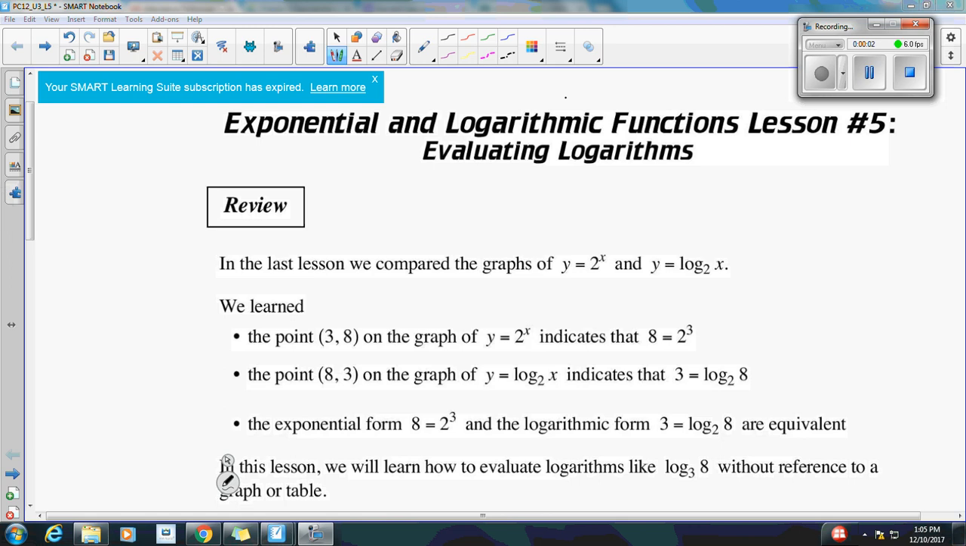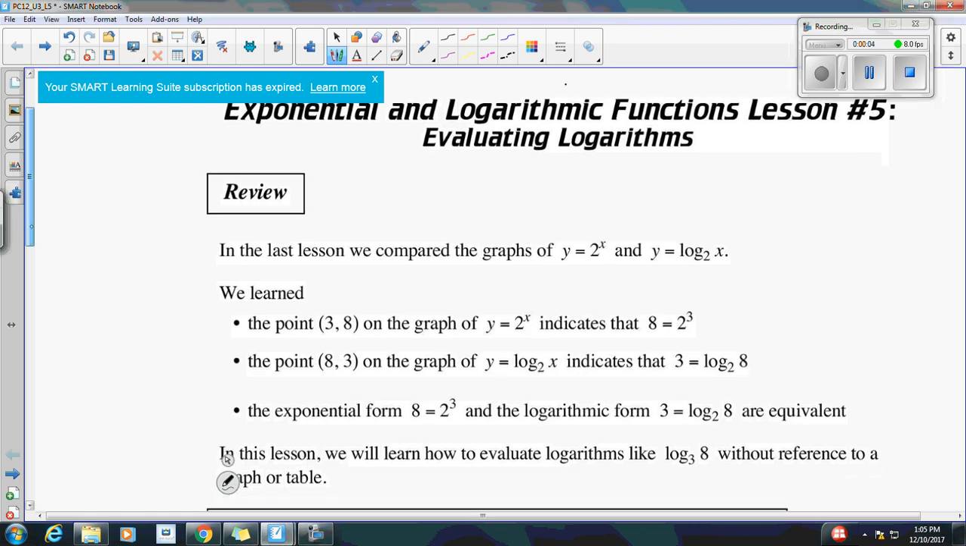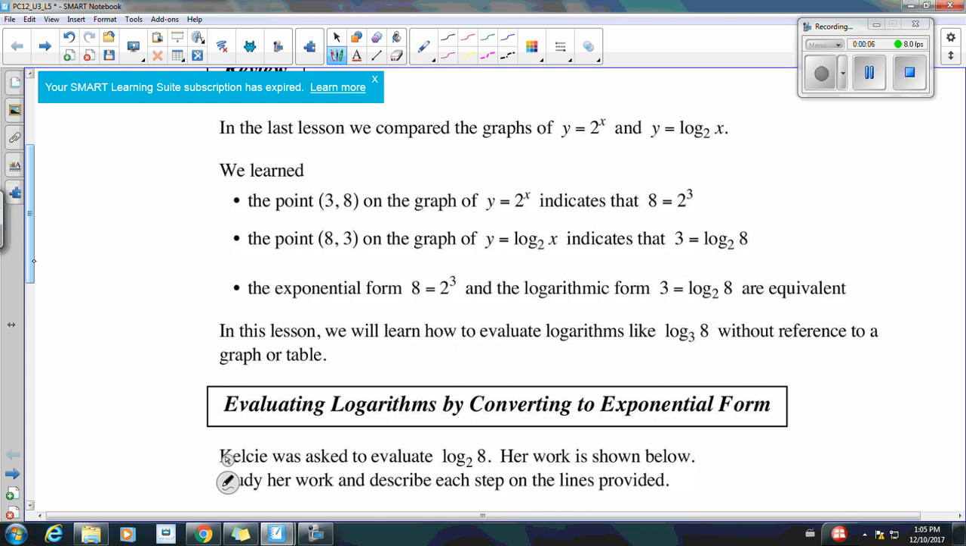Okay, so this is lesson 5, evaluating logarithms. In the last lesson, we compared the graphs of y equals 2 to the x and y equals log base 2 of x. We learned that the point (3, 8) on the graph y equals 2 to the x indicates that 8 equals 2 cubed. Remember, the logarithm is really asking what power we put on the base to get y, or the answer.